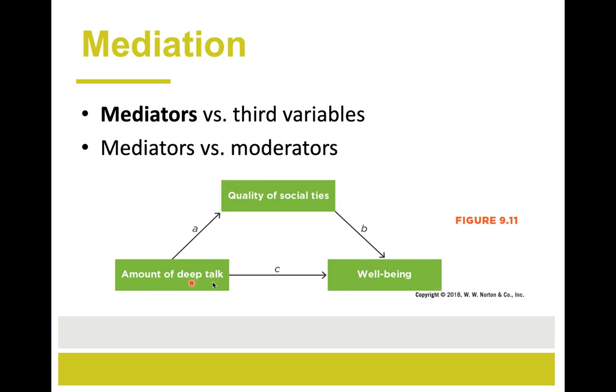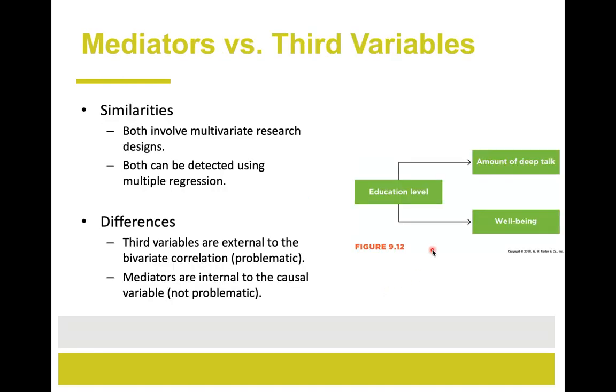So, deep talk isn't causing well being. Deep talk is just a function of having quality social relationships. Quality social relationships is what's actually causing your well being to increase or decrease. Over here in this figure on the right, education is an external third variable that would be a problem for our internal validity or our causal claim about deep talk and well being.